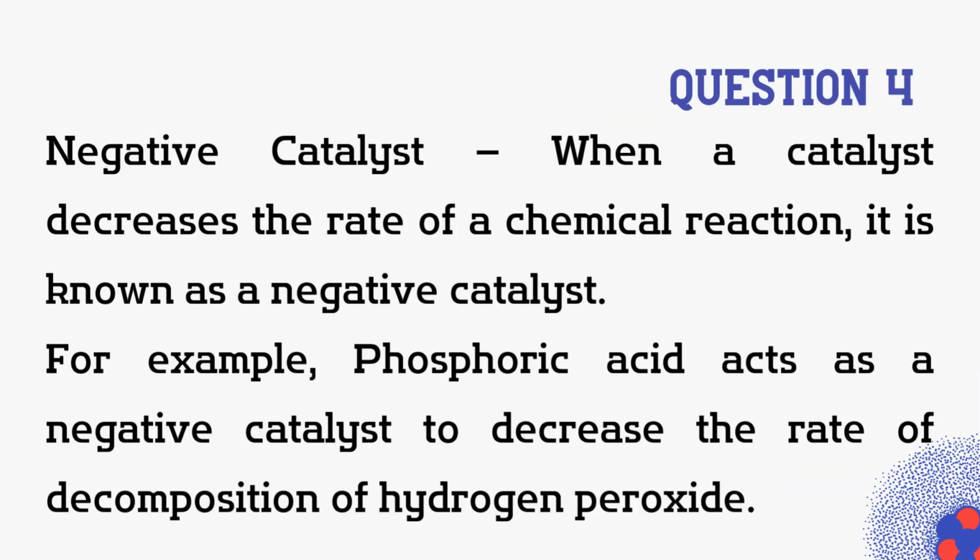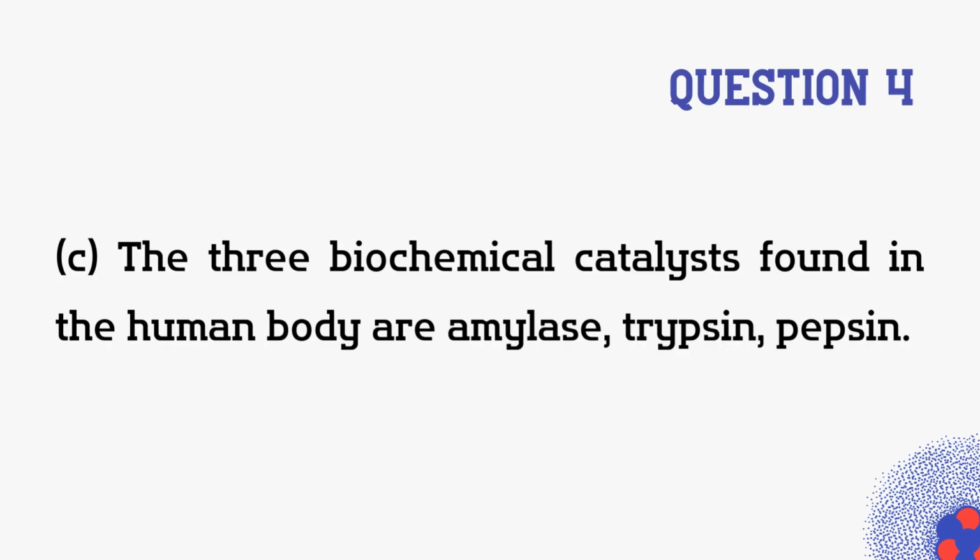Answer. B2. Negative catalyst. When a catalyst decreases the rate of a chemical reaction, it is known as a negative catalyst. For example, phosphoric acid acts as a negative catalyst by slowing down the decomposition of hydrogen peroxide. In this case, phosphoric acid helps stabilize the hydrogen peroxide, preventing it from breaking down too quickly. Answer. C. The 3 biochemical catalysts found in the human body are amylase, trypsin, pepsin.